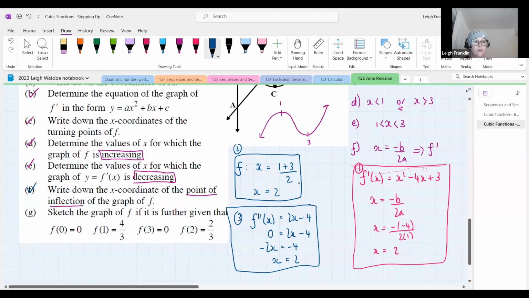On to the last question. Now, they want us to sketch the graph of f if it is further given that f of 0 equals 0. What are they telling us here, guys? What does f of 0 equals 0 mean? That would be an x-intercept and a y-intercept, because at our x-intercepts, y is 0, and at our y-intercepts, x is 0. So they're telling us that the graph goes through the origin.